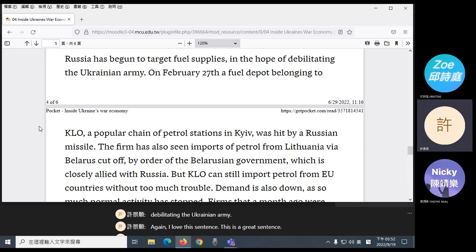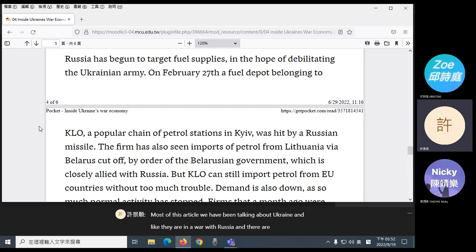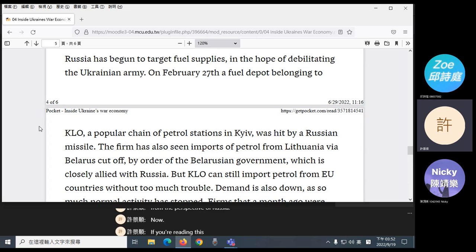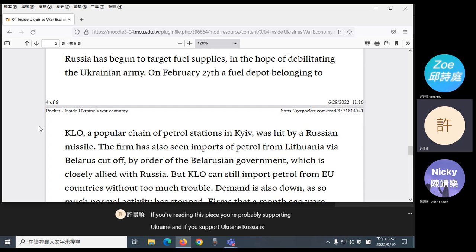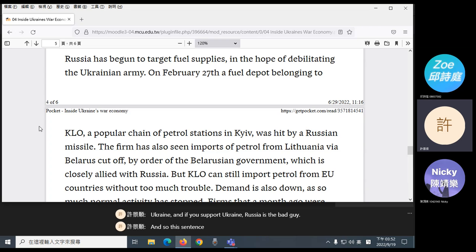Most of this article, we have been talking about Ukraine, and like they are in a war with Russia and they are suffering, but it's always been from the perspective of Ukraine. With this sentence, this is the first time we get a sentence from the perspective of Russia. Now, if you're reading this piece, you're probably supporting Ukraine. And if you support Ukraine, Russia is the bad guy. And so this sentence presents the bad guy.